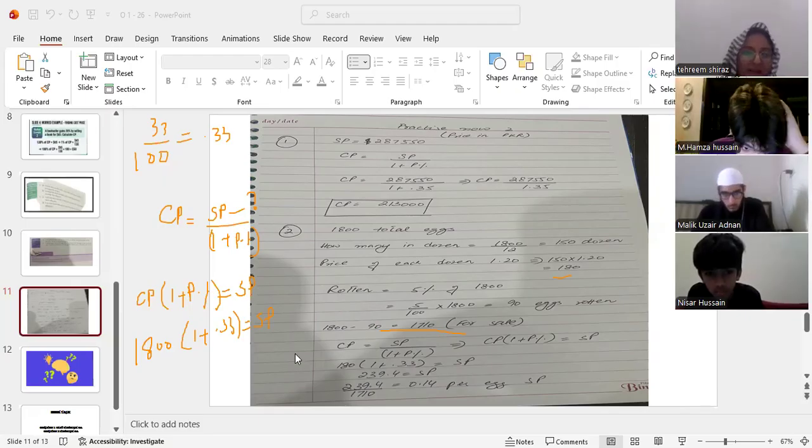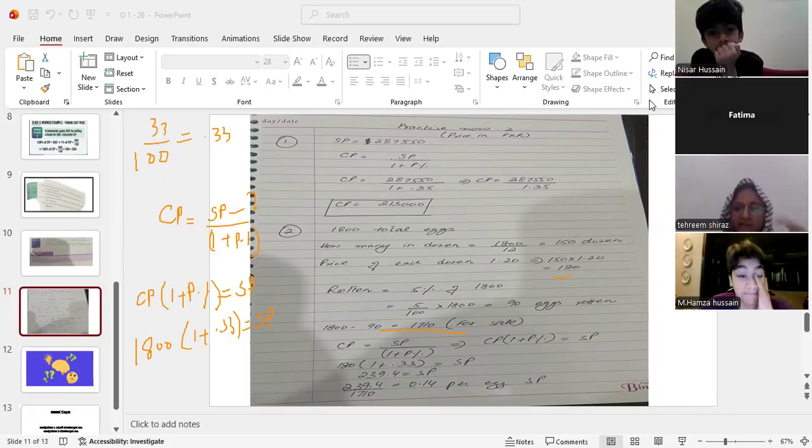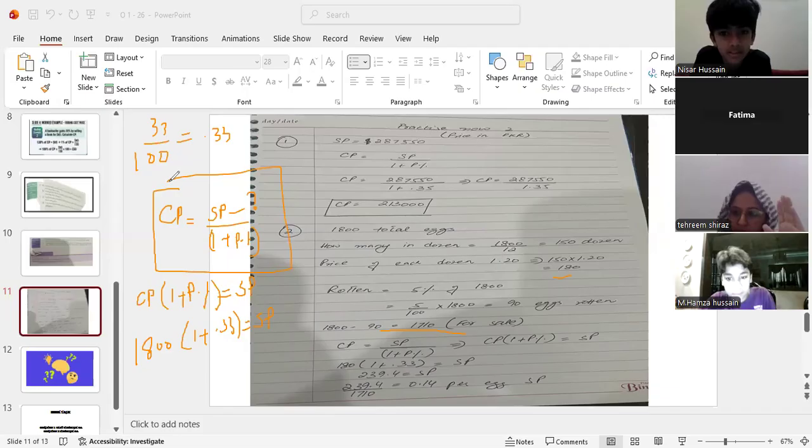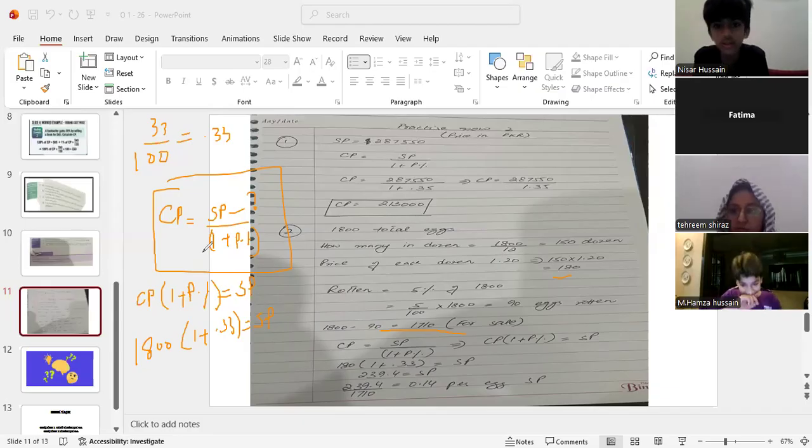Okay. Now, yes, Nisar. What is the question? मैम मुझे नहीं समझ आया मैम. Do you know this formula? Yes ma'am, cost price equals sale price divided by 1 plus profit percent. Okay, nice. What we need to calculate? Cost price. No, sorry. We need to calculate the sales price. That's what I'm telling you.